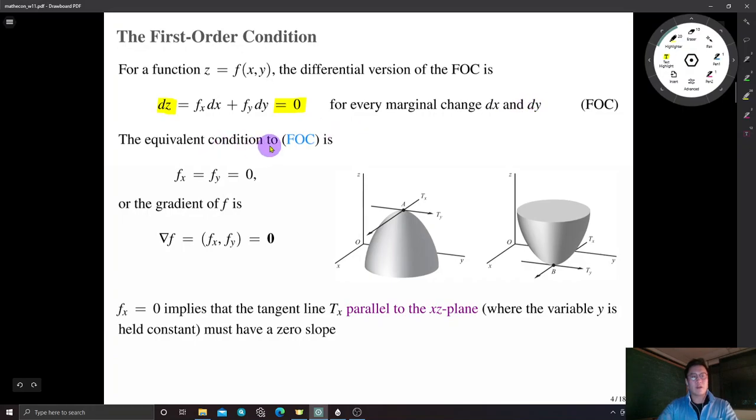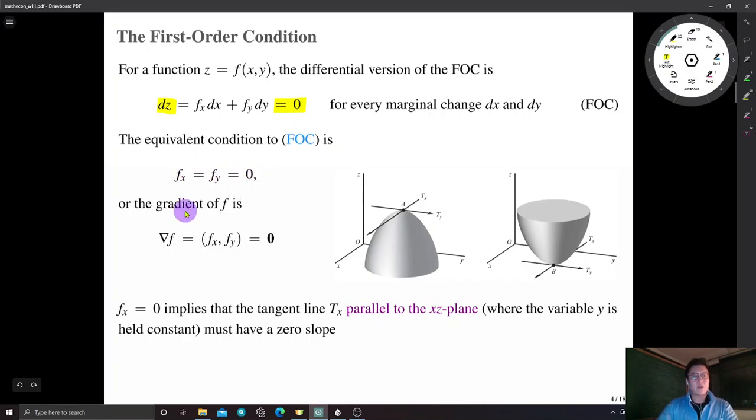So the equivalent condition to this one, so for this equation to hold for every pair of dx and dy, so for every marginal change in x and y, the coefficients f sub x and f sub y should be equal to 0. Okay? If one of them is positive or negative, then you can easily find a dx or dy for which this equation does not hold. So the equivalent condition to this one is that the two partial derivatives are equal to 0.